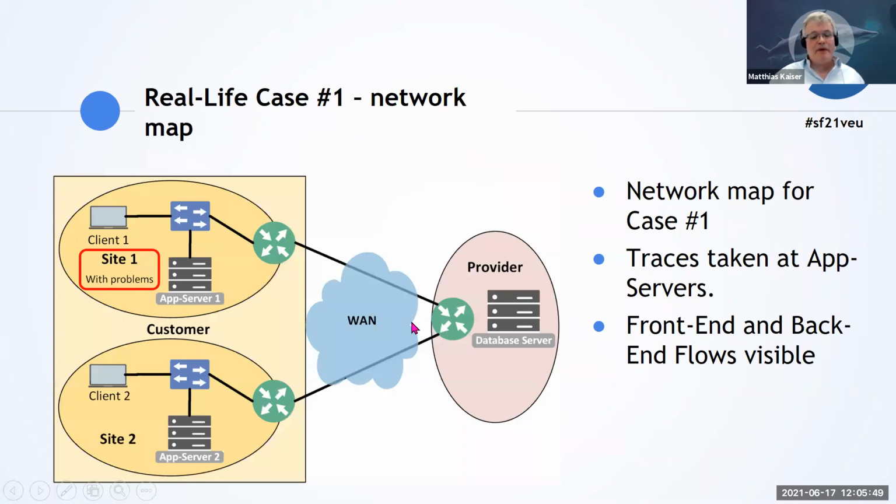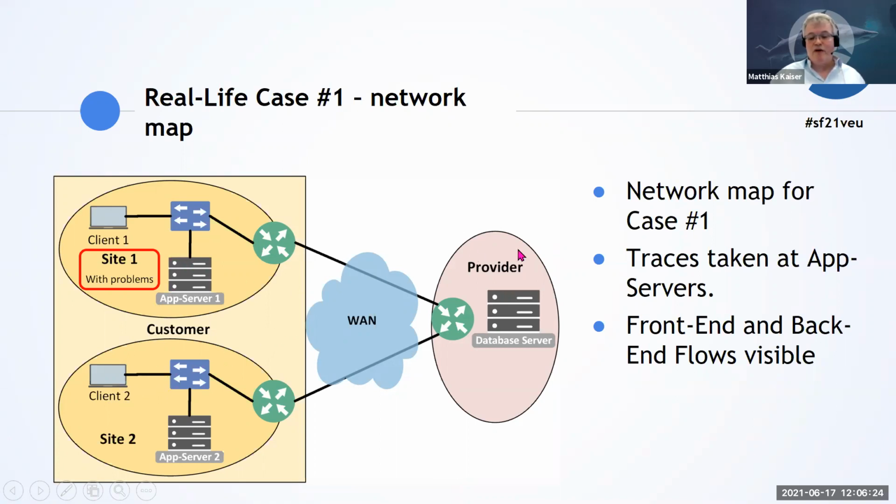Now, this is the map. And what I always do when I come to a customer, I don't want to see all those network maps around. I just draw my own. Where is the client? Where is the app server? Where is the database server? Well, we had site 1 with a problem, and we had a reference site with no problems being reported. So we actually have a reference to point to.